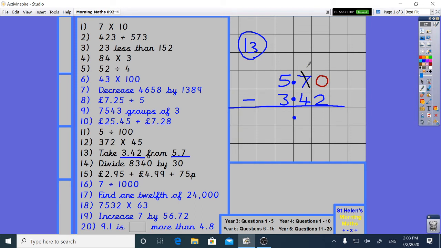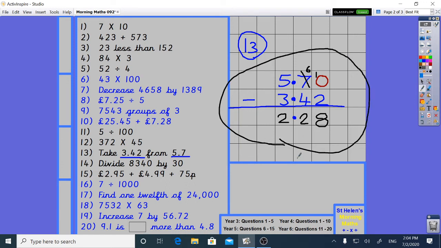Let's get some help from the 7 to do this. 10 take away 2 is 8. 6 take away 4 is 2. 5 take away 3 is 2. 2.28. 5 and a bit take away 3 and a bit is 2 and a bit. Lining up is really key on questions like this. They will always try and trick you in tests with your lining up, especially of decimals.